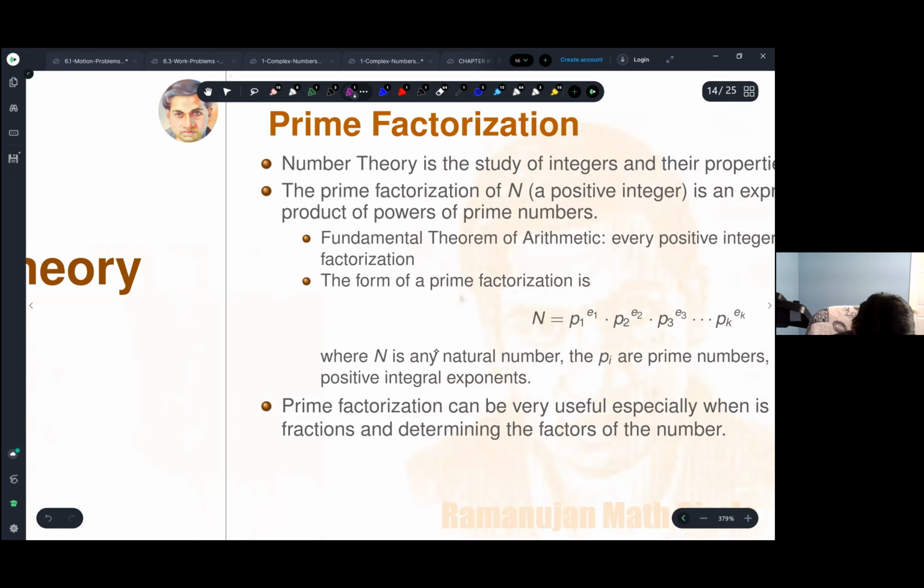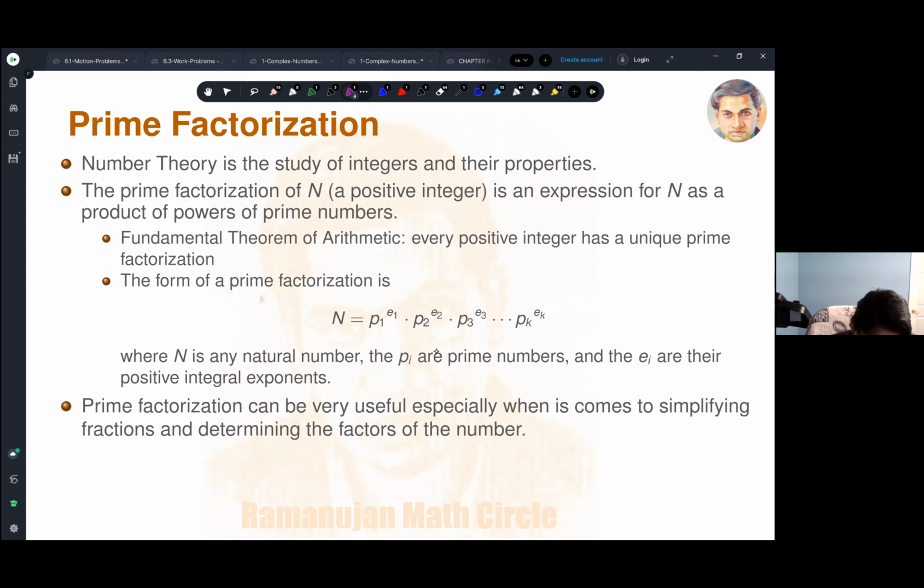First off, prime factorization, that's one of the most important things. By definition, number theory is the study of integers and their properties. And just a refresher, integers are numbers that start from negative infinity and go on: -5, -4, -3, -2, -1, 0, 1, 2, 3. So like that. The prime factorization of n is an expression for n which is a product of powers of prime numbers.